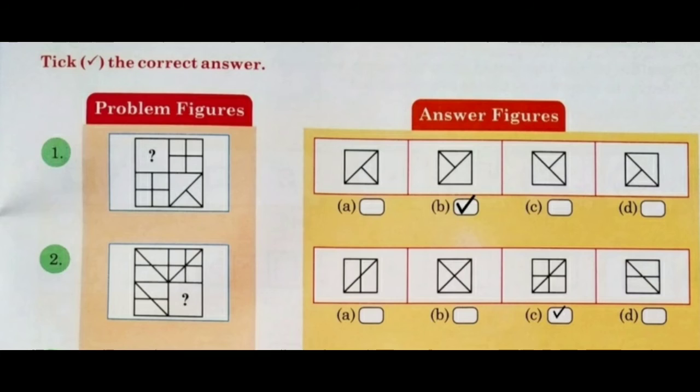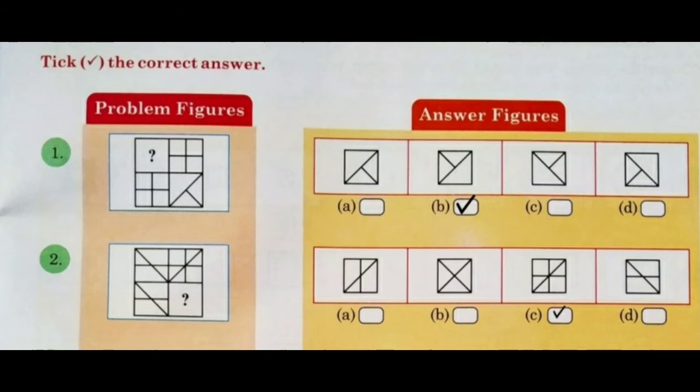In the first question, you have to find the value of the question mark. When we put option B, then this figure will be completed. But if we put option A, C and D, then we can observe the figure will be wrong. So part B will be right for this question.